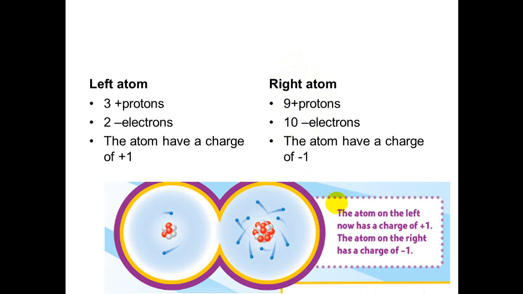The atom on the left now has a charge of positive 1. The atom on the right has a charge of minus 1. This atom gained 1 electron, so the charge is minus 1, because the electron has a charge of minus 1. But this atom lost 1 electron, so now the charge is positive 1.